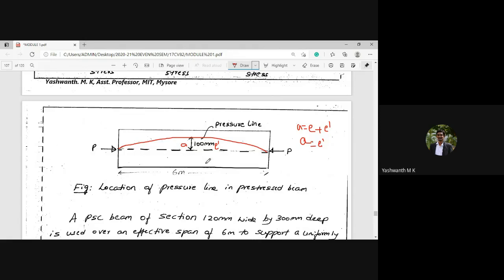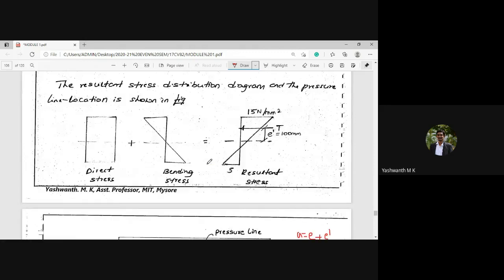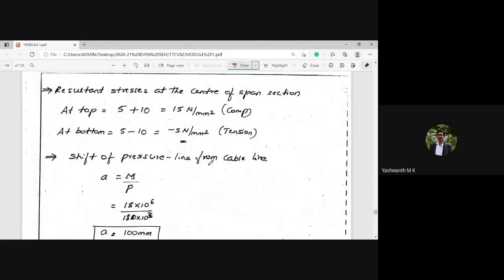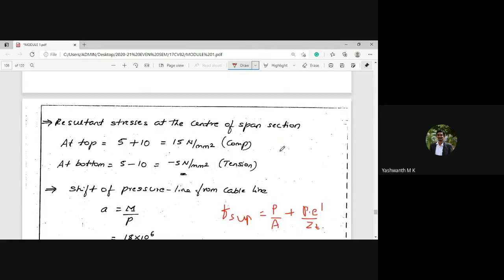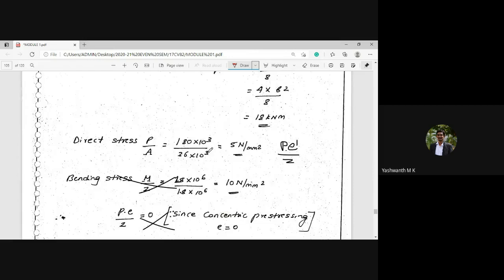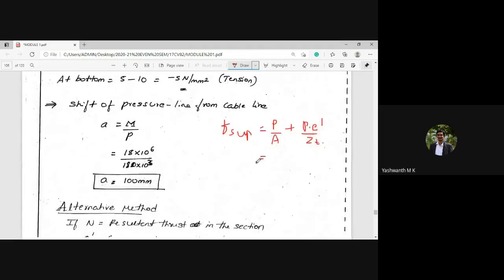Apart from this, we need to calculate the stresses. How to calculate the stresses for this? That is f superior is equal to P by A plus P e dash by Z top. Substitute in this formula. You know what P by A is, 5, and P you already know, so substitute everything.